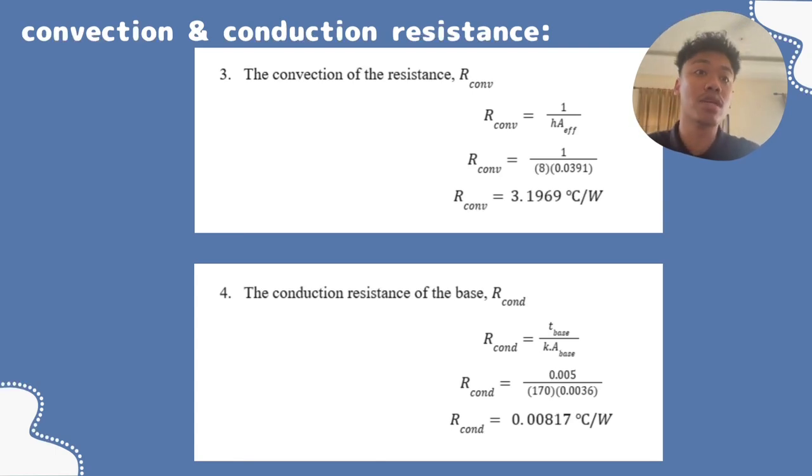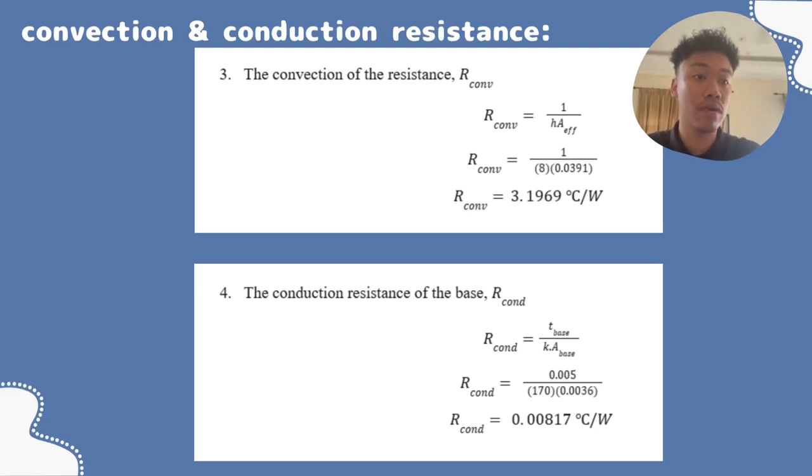Third, we need to calculate the convection resistance, R convection. The formula for R convection is 1 over h multiplied by the effective area. We substitute all the values that we got, and R convection is equal to 3.1969. Fourth is the conduction resistance of the base, R conduction, using the formula R conduction equals t base over k multiplied by the area of the base.